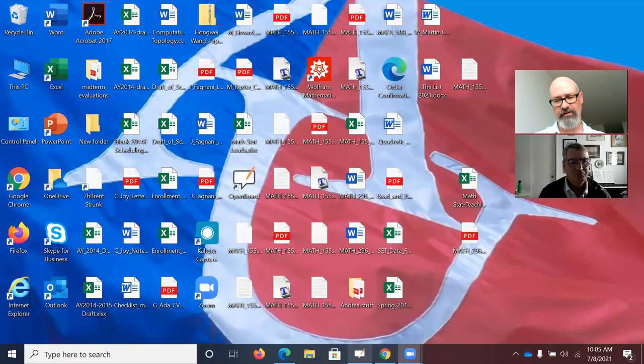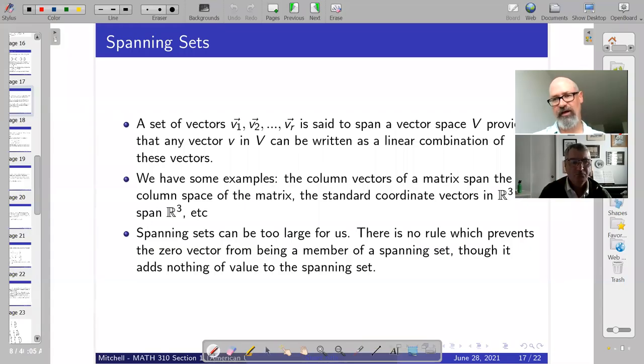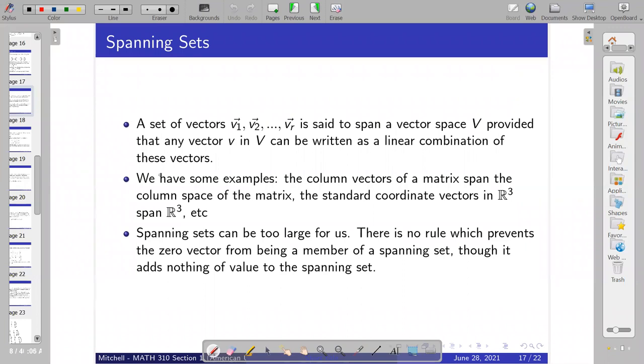So here are the technical terms that we kind of need to talk about. The first thing that we might talk about is this concept of a spanning set. So a set of vectors v1 up to say vr is said to span a vector space V, provided that any vector v in V can be written as a linear combination of those vectors. Now, linear combination means what you think it does. It means that if any element in our vector space V has a decomposition into something that looks like this, we're saying that those vectors span the vector space V.